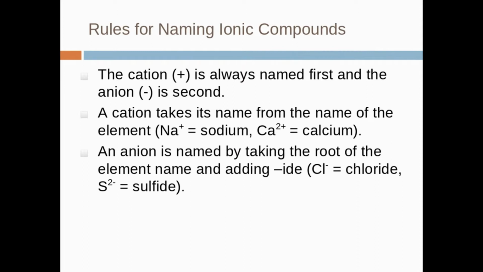The anion takes the root of its name, but then changes the ending to IDE. So Cl is chlorine, but when it becomes charged, we change that ending to ide, so it becomes chloride. Sulfur, when it becomes charged, becomes sulfide. And so those endings kind of change where they're placed. It's just something you have to get used to, where you cut off the ending and add the IDE. And that just comes with practice.